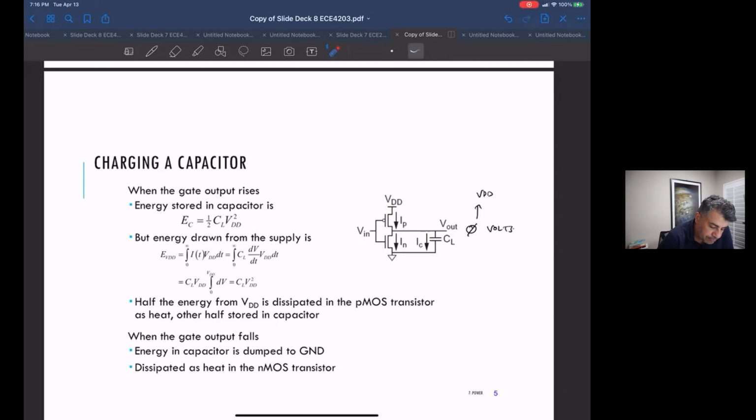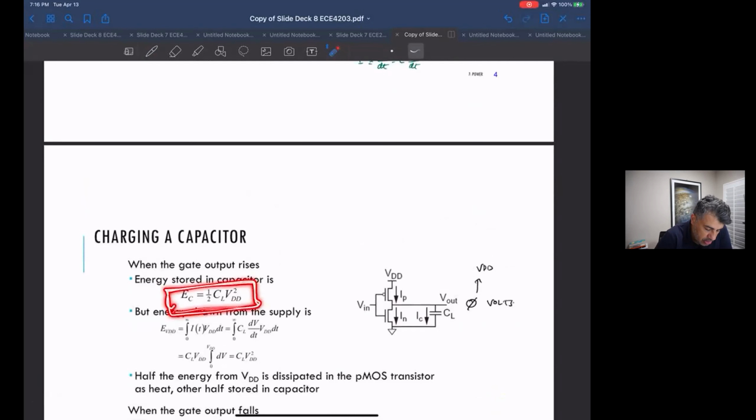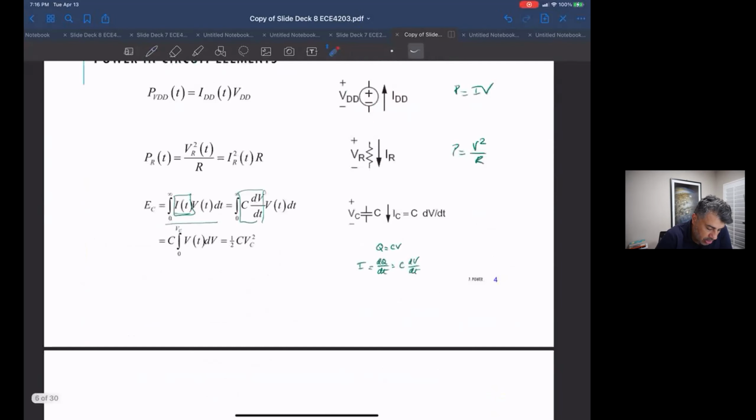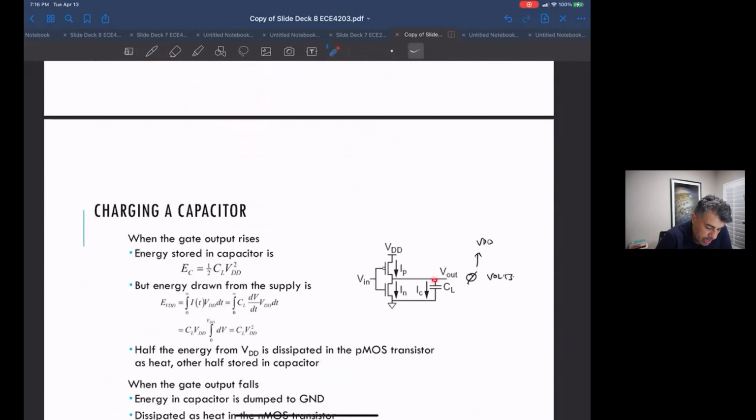Regardless of how long that takes, the total energy to charge up the capacitor is, as we saw here, 1/2 CV squared. We're trying to charge this capacitor to a voltage of VDD, which is a logic value of 1 for us. So the total energy to charge up this capacitor is 1/2 the value of the capacitor, C sub L, times VDD squared.